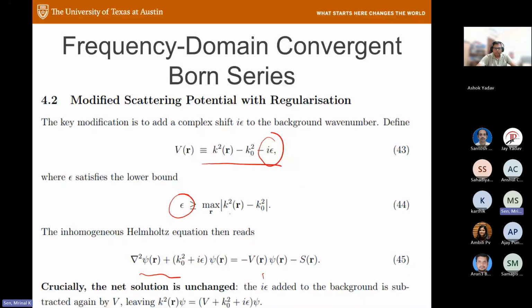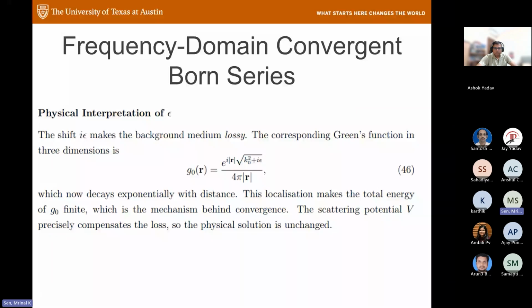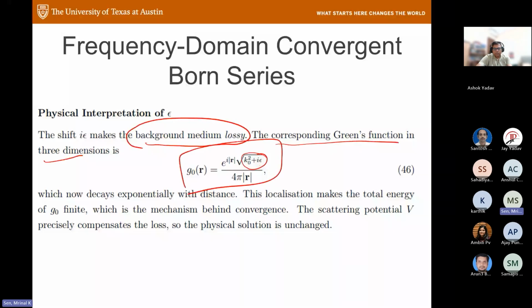Now, if you did that, what it turns out is that your Green's function would look like this. And we have this i epsilon, and this is actually your damping term. So this shift makes the background medium lossy. And the corresponding Green's function in 3 dimensions becomes this. So this is like adding attenuation in the background medium.